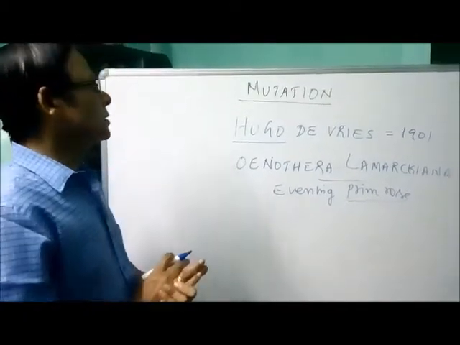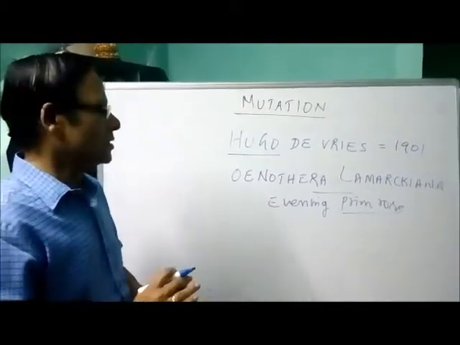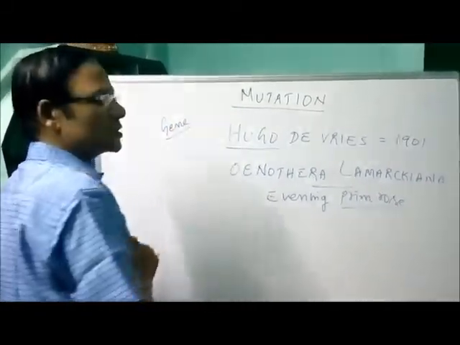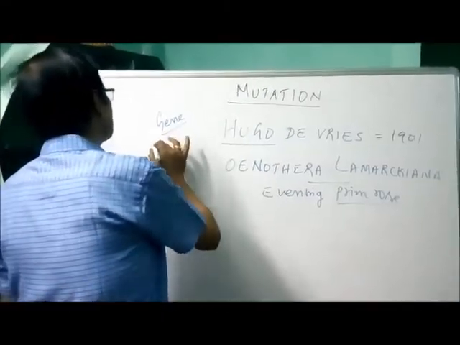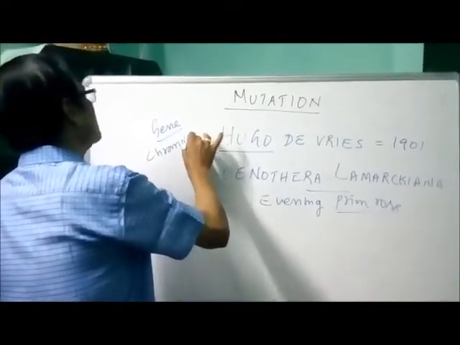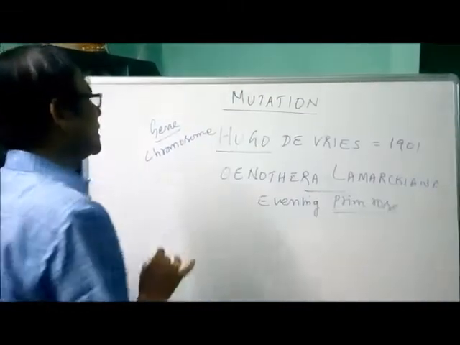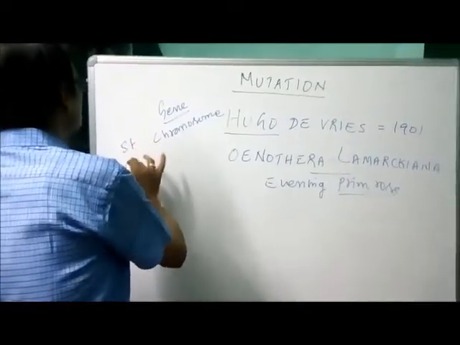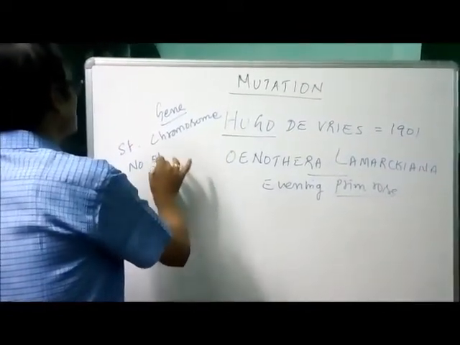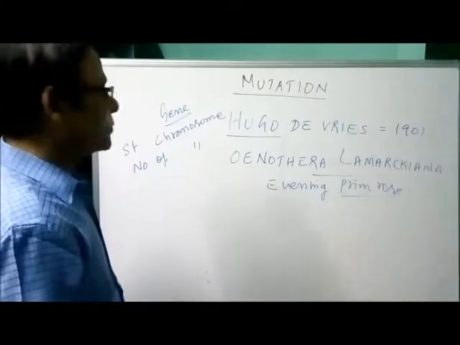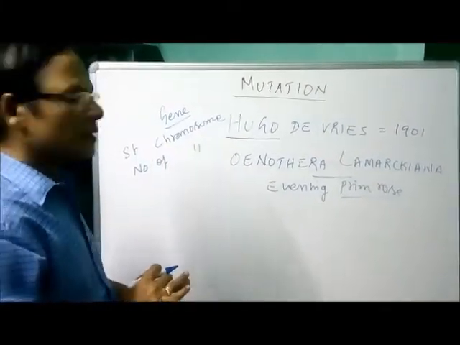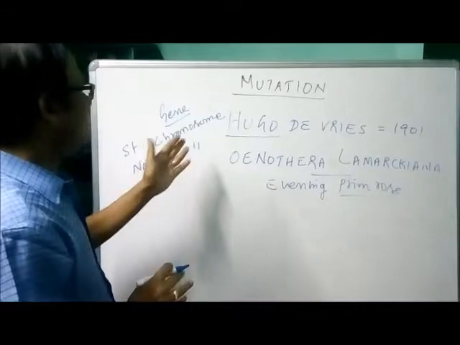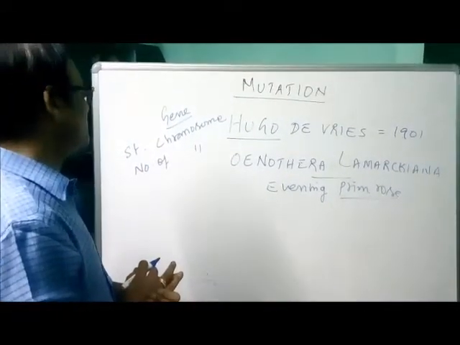I mentioned already, what is mutation? Sudden change that occurs either in a gene, change in structure of gene, or change in structure of chromosome, or change in number of chromosomes. So mutation occurs at three levels, either in the genes or in the structure of chromosomes or in the number of chromosomes. Now we have to go for the first one.